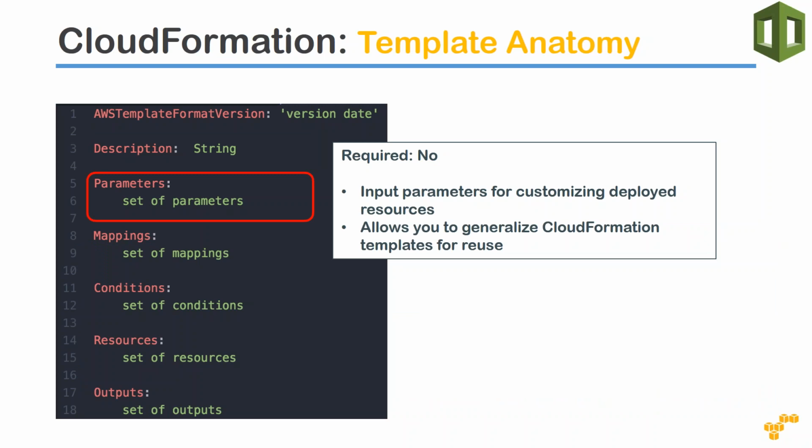And parameters, we spoke about this. When you're creating a VPC, you need to know the CIDR range. So you need to get a set of parameters from your users. It is not mandatory. As you can see here, the required value is no. But if you are planning to get some input from your users, this is the best place to do it.